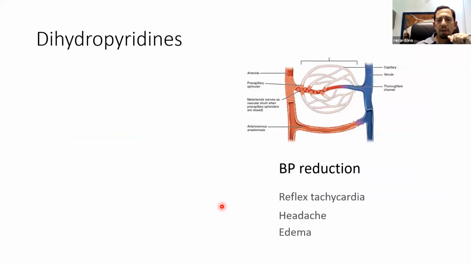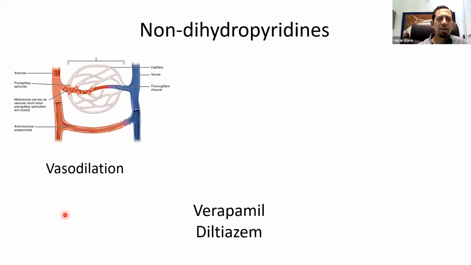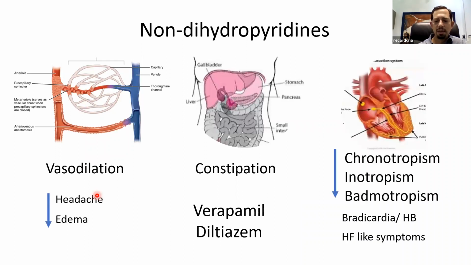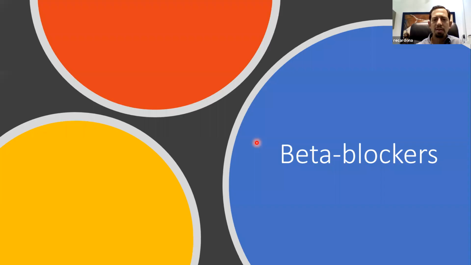Once again, the dihydropyridines tend to produce these vascular side effects like reflex tachycardia, headache, and edema. These are agents like nifedipine, nicardipine, nimodipine, amlodipine, lercanidipine. And we have non-dihydropyridines that produce a much less intense vasodilation, but they can also produce constipation and decreased heart activity. The main advantage of these agents is they are considered metabolically neutral. Even if they are calcium channel blockers, they don't decrease calcium levels, they don't modify potassium levels, they don't modify glucose, they don't modify any other metabolic component. They have mainly vascular side effects, and because of this, they are very good for combination treatment.